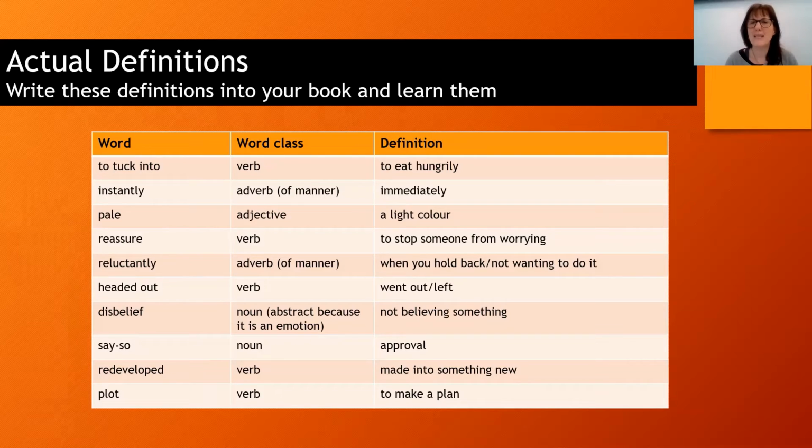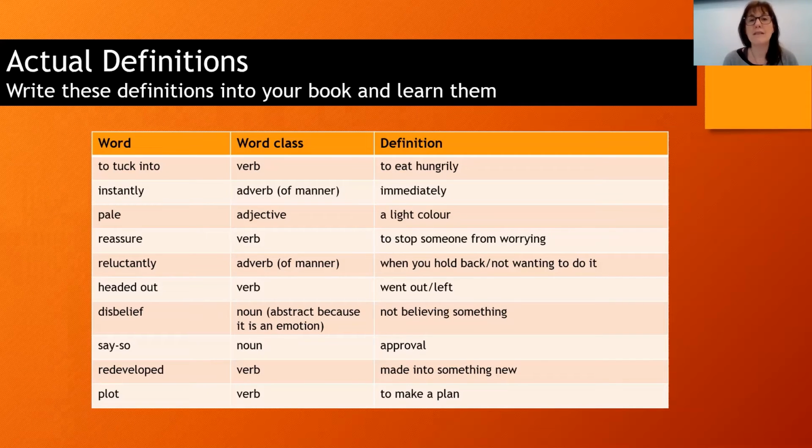Say so, someone's say so. It's a noun. It's quite a colloquial term. It's a spoken term, without someone's say so. It's a bit of a slang word, and it means someone's approval. Someone saying yes to it, basically. Redeveloped is a verb, and it means to make something into something new. It's got the prefix re, which means again, developed, which is your verb, developed again, so made into something else, made into something new. To plot is a verb, and it means to make a plan.